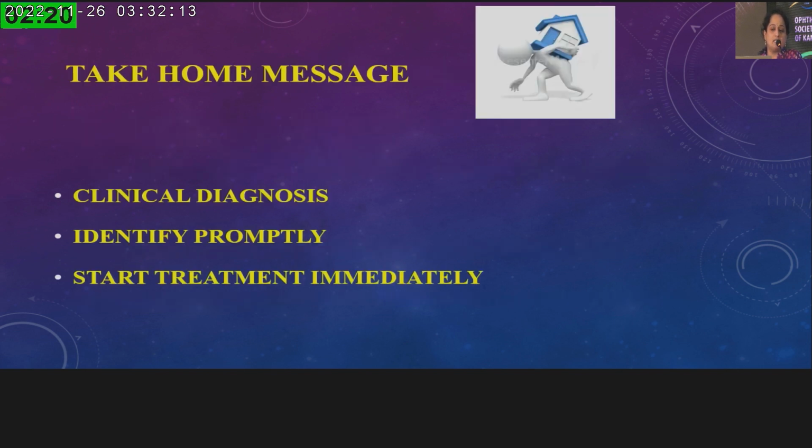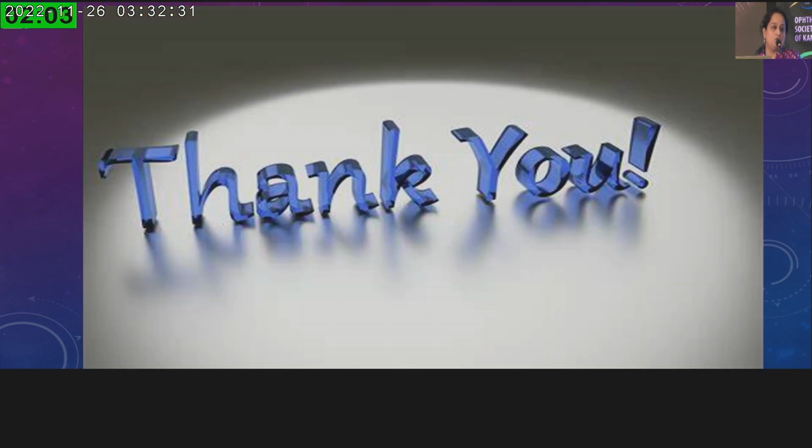So the take-home message is that differentiating between endophthalmitis and TASS is purely a clinical diagnosis, and you can take the help of a B scan for the same. Both the conditions have to be identified promptly. For both of them, the treatment has to be started immediately for a successful outcome. Thank you.